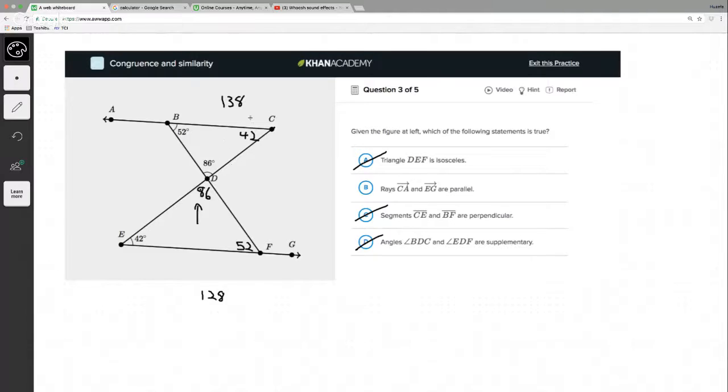But why is it true that they are parallel? It's because this angle is 42 and this angle is 42. These two angles are alternate interior angles. When alternate interior angles of two lines are equal, they are indeed parallel. So this is our transversal right here, EC, and we see that these two alternate interior angles are equal. Has to be parallel. B's got to be the answer.